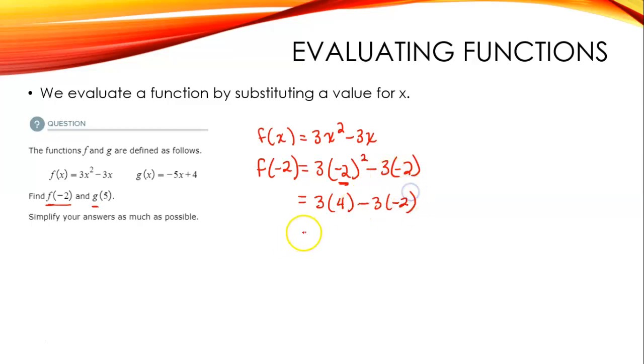And then I multiply in order from left to right. 3 times 4 is 12. -3 times -2 is +6. And 12 plus 6 becomes 18. If they ask me to find g of 5, they're telling me to use the second function.